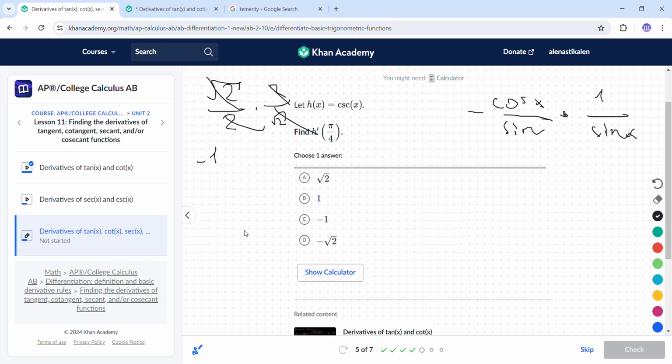And then 1 over this is just going to be 2 over the square root of 2. So negative sign here. Now, I don't see an answer like that, so they probably simplified it.